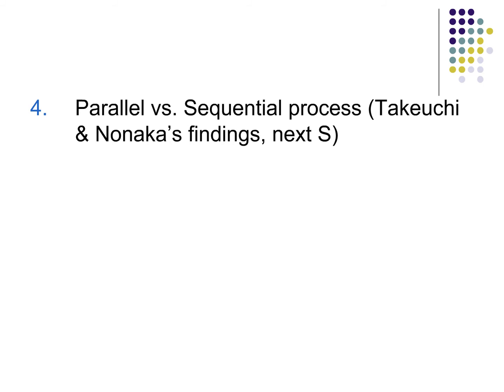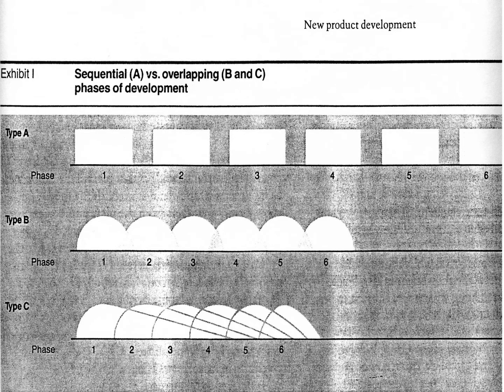All right, now we talk about the parallel versus sequential process in our previous lectures, which derived from Takeuchi and Nonaka, two Japanese scholars. And this diagram I showed you before, if you recall: A is traditional, sequential, step by step. B has overlap. C has very deep overlap. So total product life cycles decrease. Therefore, when we're designing a product, we may start designing way before the opportunity identification stage was over.